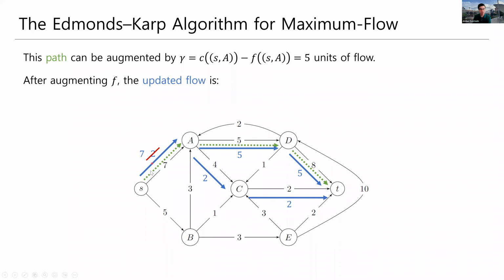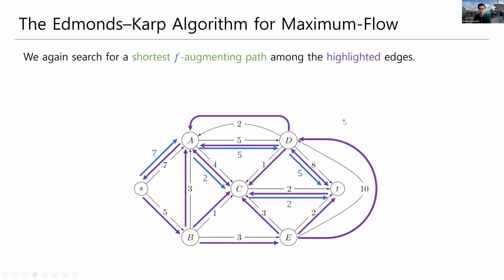And when we do this, we increase 2 flow to 7, that's an additional 5. We get 5 new flow going from A to D and 5 new flow going from D to T. So this is now our updated flow. All right, we keep doing iterations. We're going to keep repeating this while a shortest F augmenting path exists.